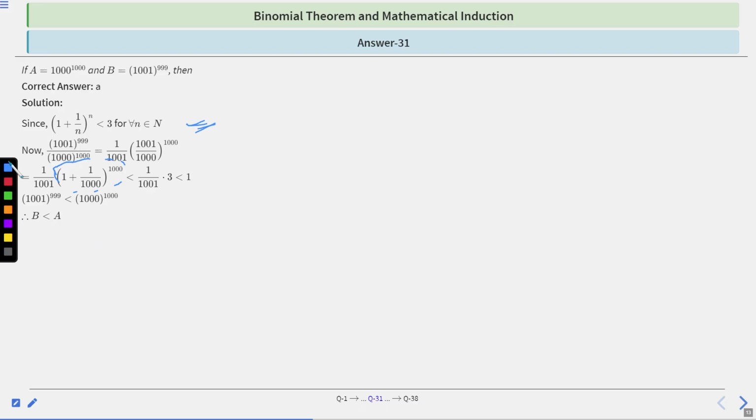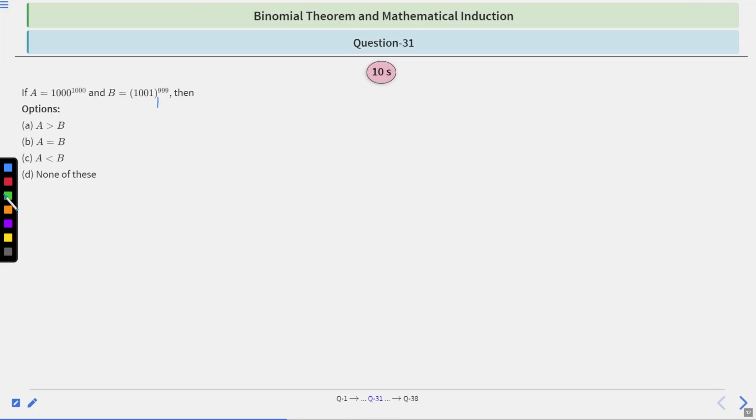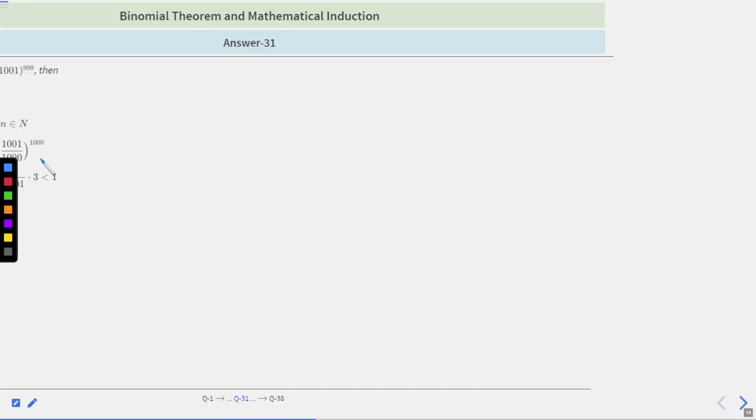Clear? So 1001^999 upon 1000^1000 is less than 1. So by cross multiplying, you will get that 1001^999 is less than 1000^1000, which is B less than A, right? So option A is the right choice. B less than A, or A greater than B. Clear? Okay, let's move to the next question.